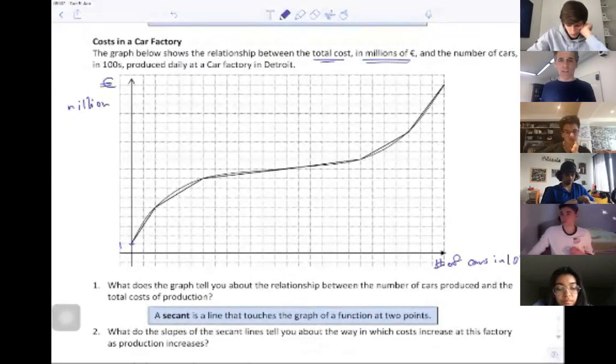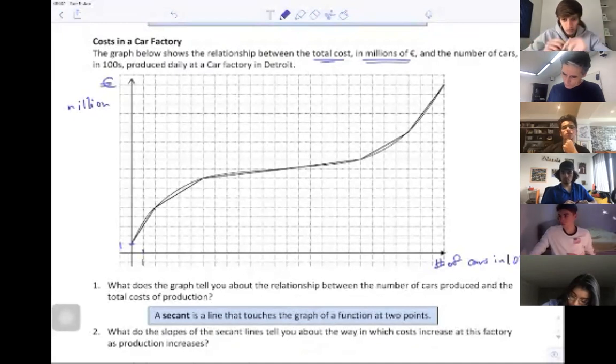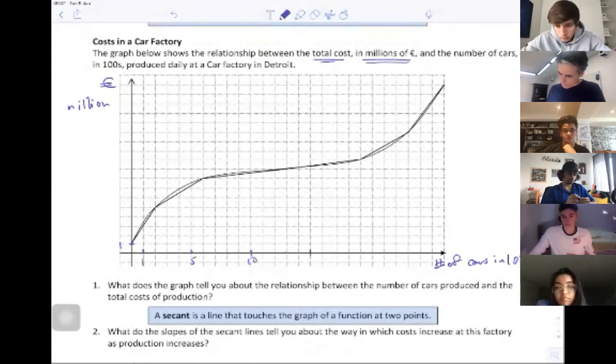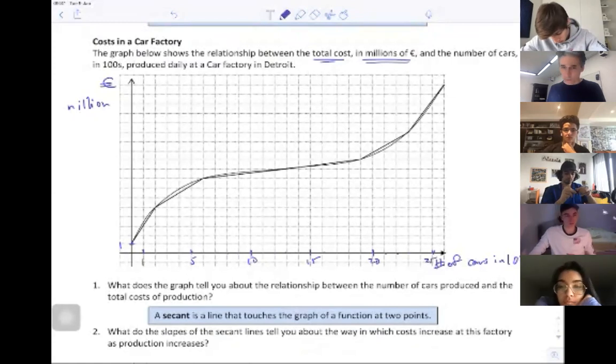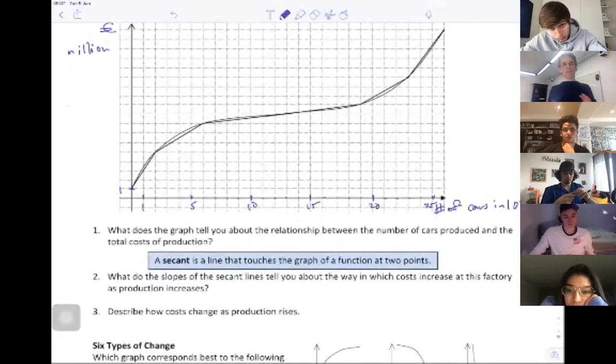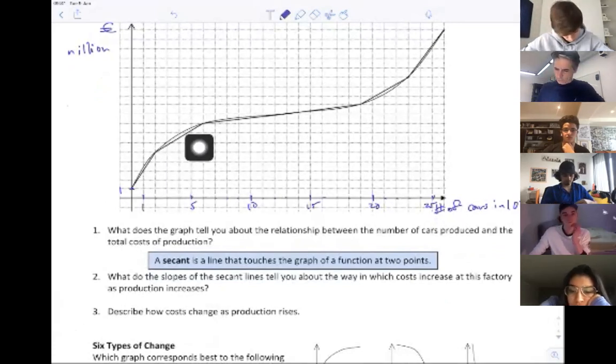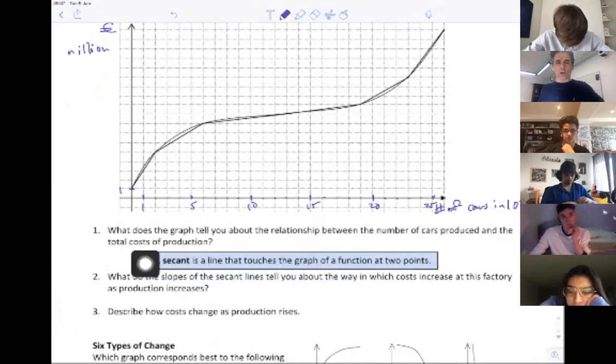And again, I'm going to save this and put it up onto the Google Classroom, so if you're not writing things down, don't worry too much, okay? And so this is like 1, 2, 3, 4, 5, up to 25, okay? So if you look at the graph, you don't really need to write anything down here. What does this graph tell you about the relationship between the number of cars produced and the total cost of production?